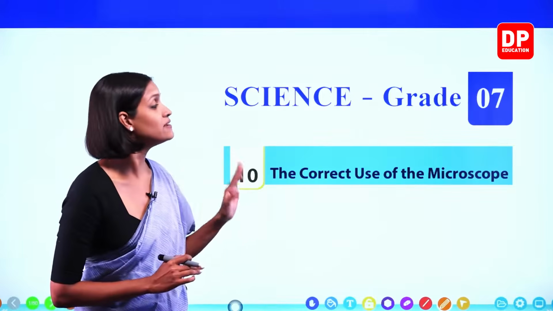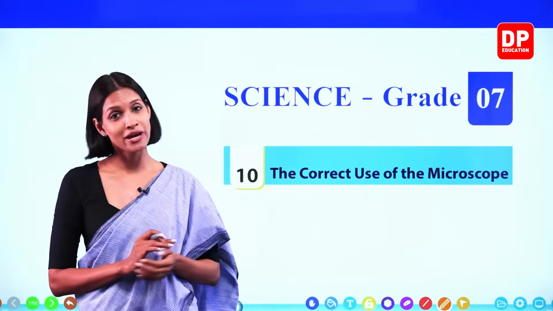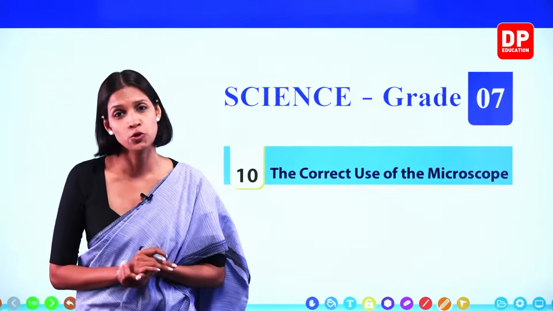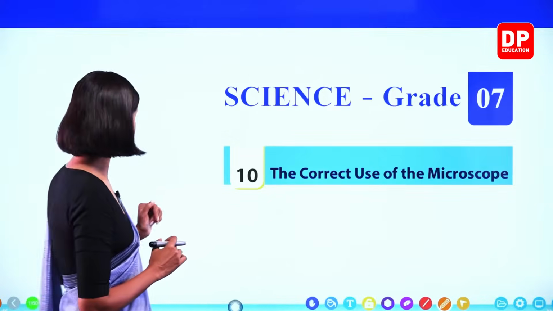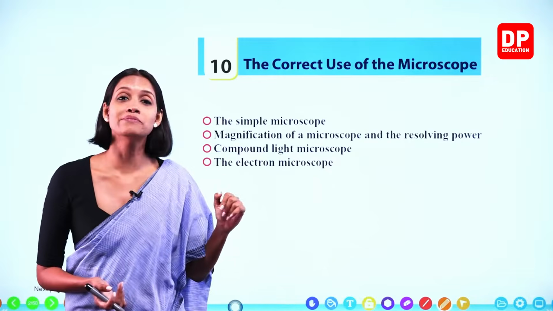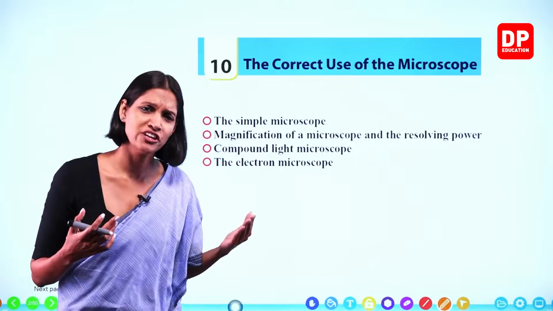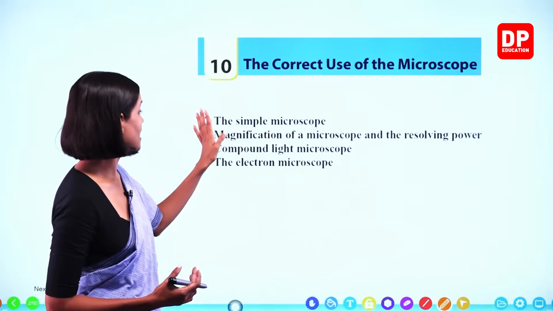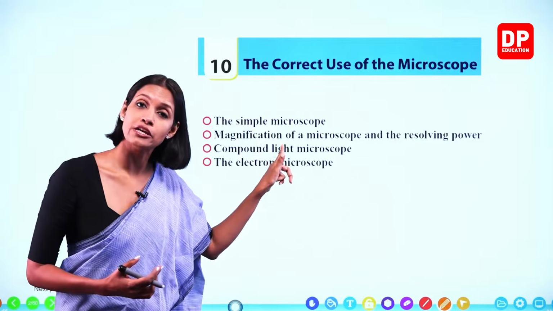In this lesson, we are going to learn more about the microscope, and we are going to learn about different types of microscopes as well. So let's see what are the topics that we are going to learn. We are going to learn this lesson under 4 topics. The simple microscope. Under this one, we are going to learn about the hand lens. You all have used hand lenses, right?